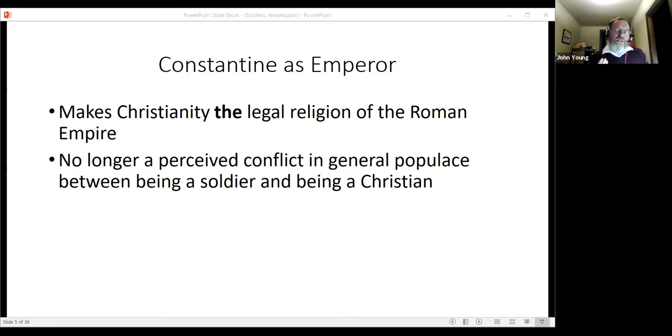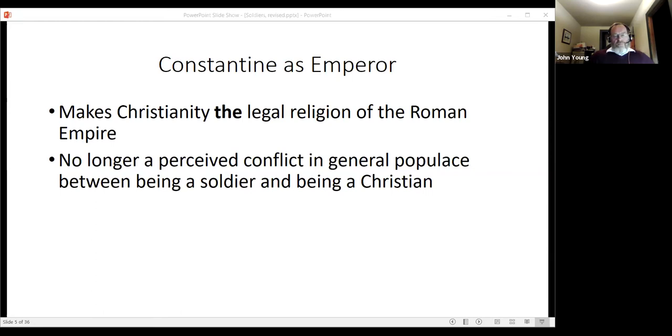And so with Constantine consolidating his power as emperor, there is no longer a perceived conflict, as I say here, between being a soldier and being a Christian. In fact, Christians are now motivated to become soldiers in order that they can help to defend the empire against those outside it, known as the barbarians, who are continuing to threaten it and will do so.